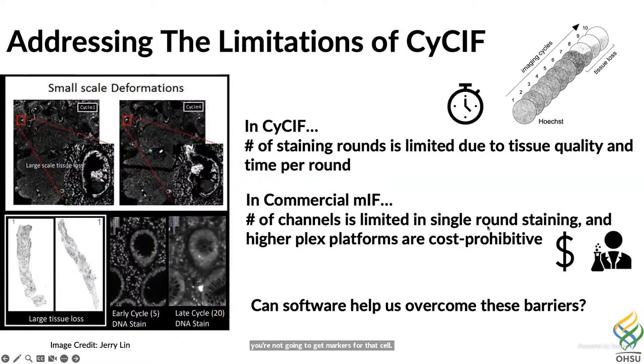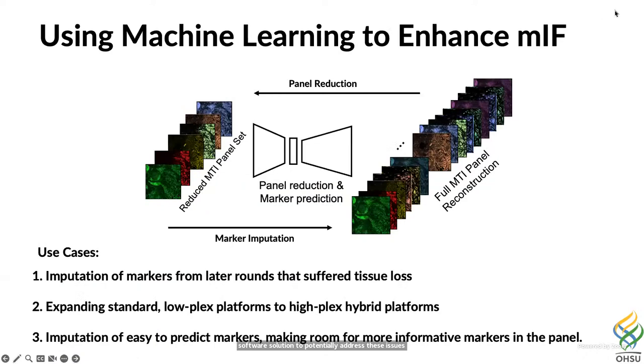Then in commercial multiplex imaging systems that are more commonly used, the number of channels is limited because you can only do single round staining. So you can only do about 6 or 7 markers in that setting. If you wanted a higher plex system, like Rareside Orion can do 17 or 18 markers per round, but those require special machinery, and that is cost prohibitive. So in order to proliferate this technology, we want to be able to overcome these barriers. We look to a software solution to potentially address these issues. To formulate this machine learning problem, we essentially propose a 2-step problem.